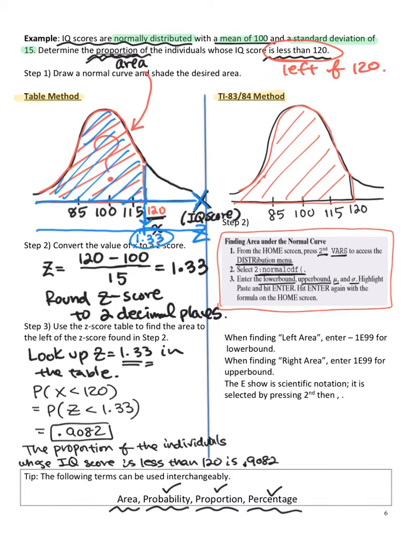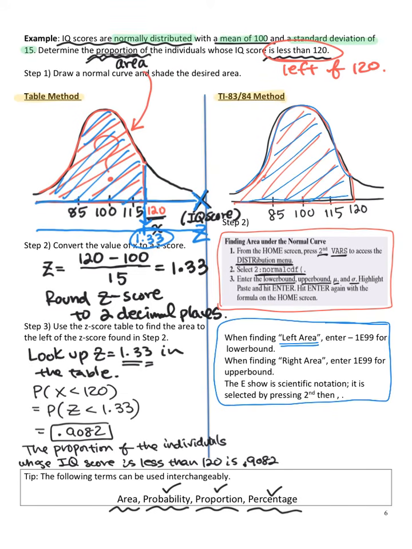All right, now before I show you how to do this on the actual calculator, there is one more important thing we need to go over. When you're looking for the area to the left, just like our example, where we're looking for the area to the left of a z-score, you always enter negative 1E99 for the lower bound. So the lower bound will be negative 1E99.